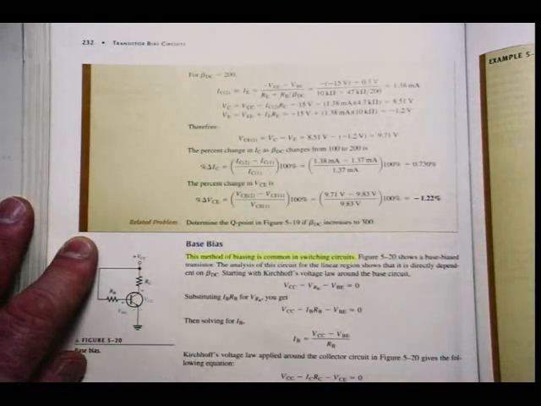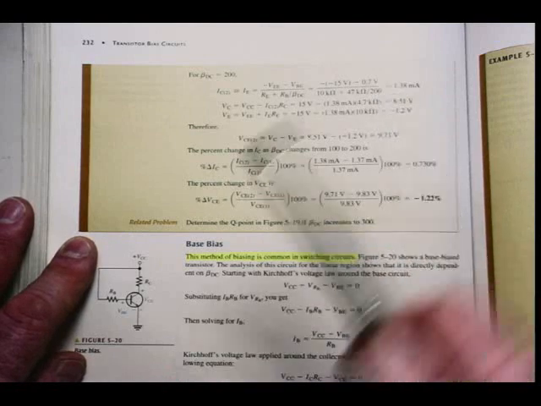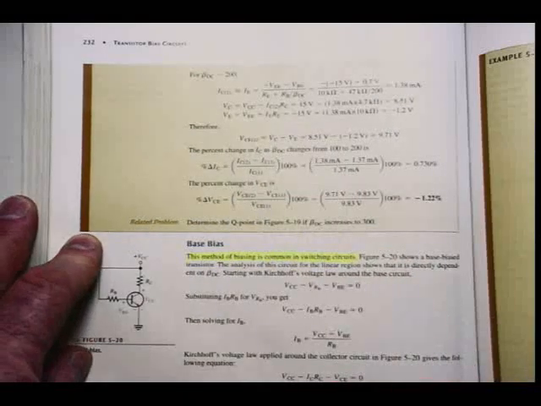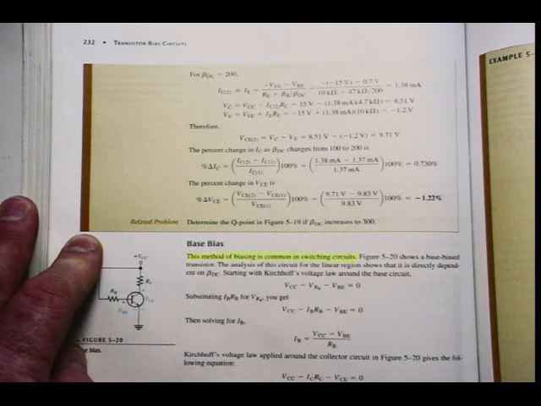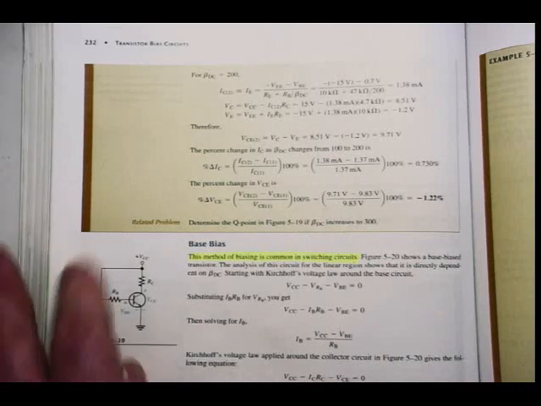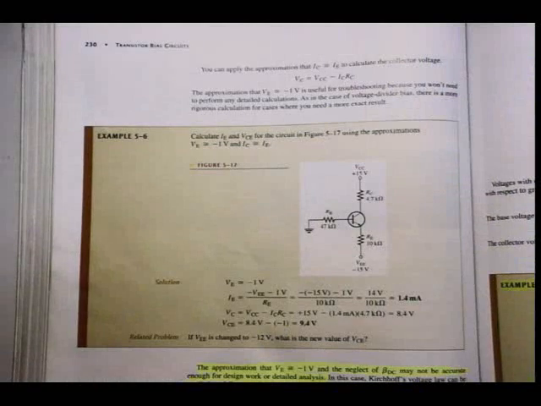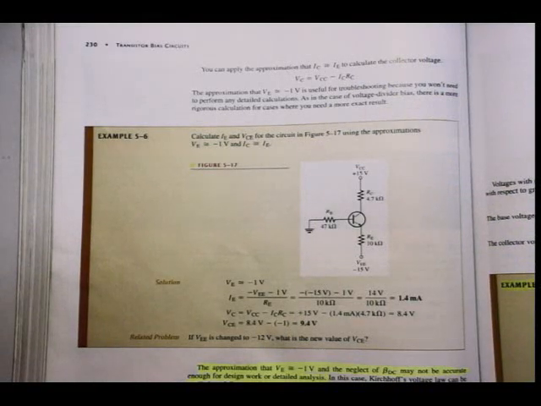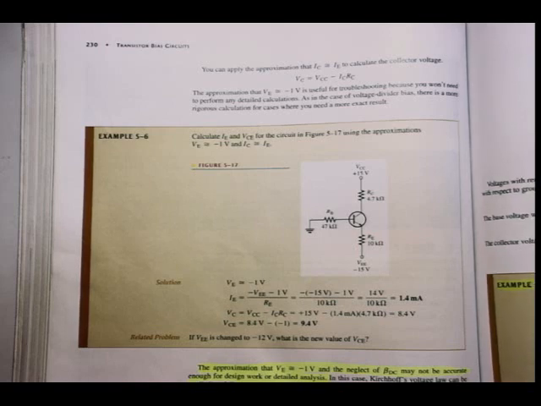I calculate VCE2, I get the value. Then I can go and calculate the percentage change in IC as beta DC changes from 100 to 200. Then I have to be able to calculate the percentage change. They ask here, determine how much the Q point in the circuit will change if beta DC increases from 100 to 200 when one transistor is replaced with another.